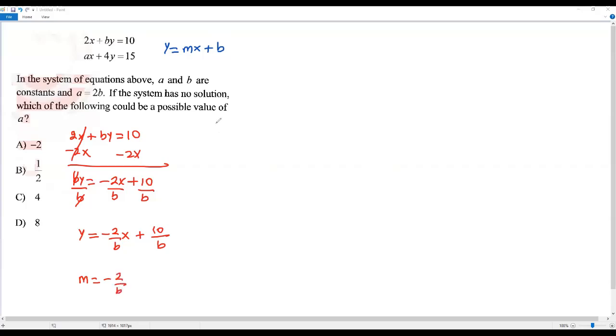Because in slope intercept form, the equation of a line y equals mx plus b, this m, the coefficient of x, refers to the slope. So for the first equation, the slope is negative 2 over b.